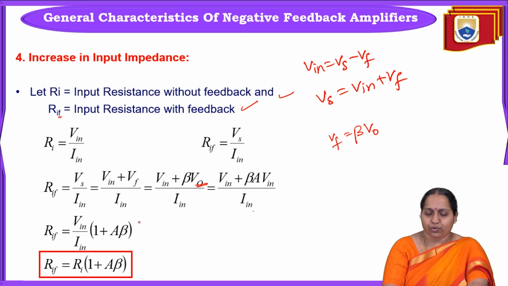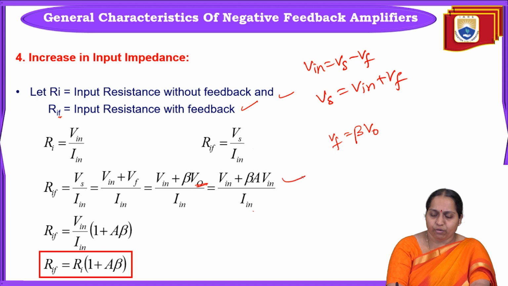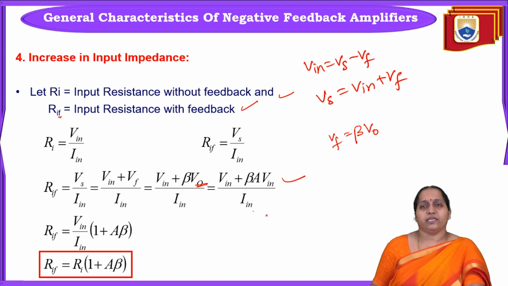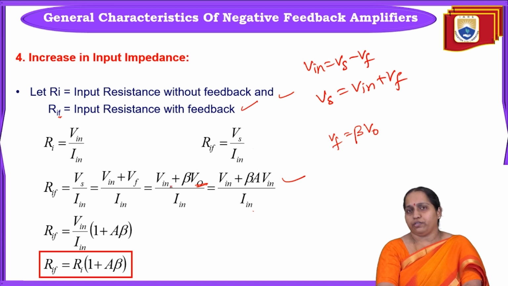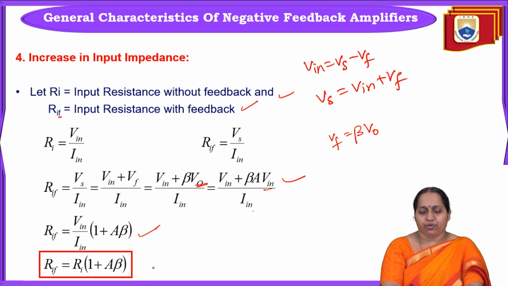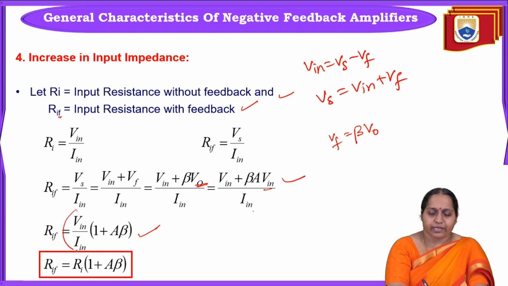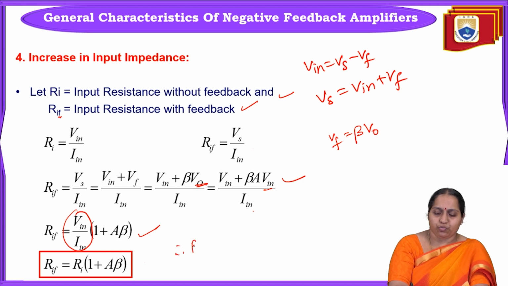So RIF equal to, if I take Vin common on both the terms, Vin by In into 1 plus A beta. So RIF equal to, what is Vin by In? Vin by In initially we have defined it as Ri. So therefore RIF equal to Ri into 1 plus A beta.